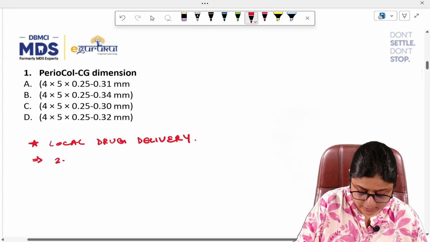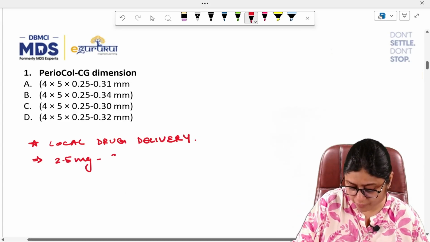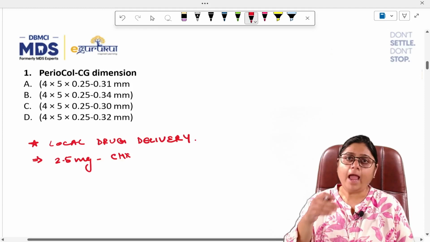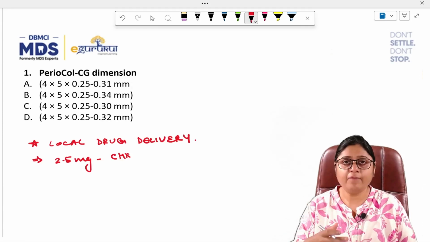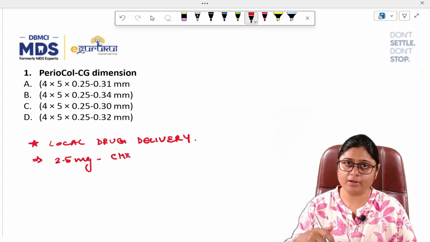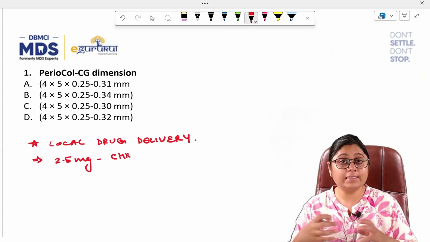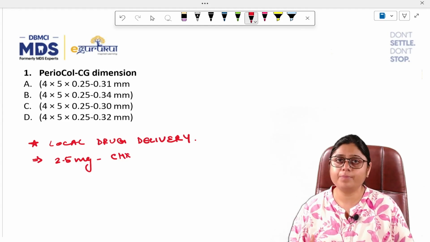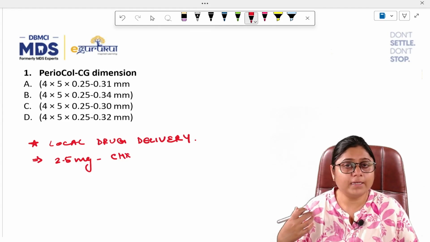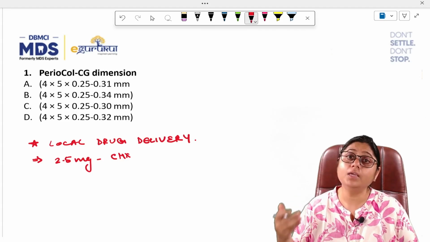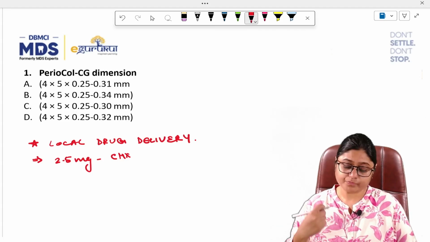It is chlorhexidine. So, 2.5 milligram of chlorhexidine molecules are incorporated in this membrane. And what we do is wherever a localized deep periodontal pocket is present, we can place this membrane in that region and the chlorhexidine slowly gets released and causes disinfection of the periodontal pocket, has a bactericidal effect and a bacteriostatic effect on the bacteria present in the periodontal pocket.